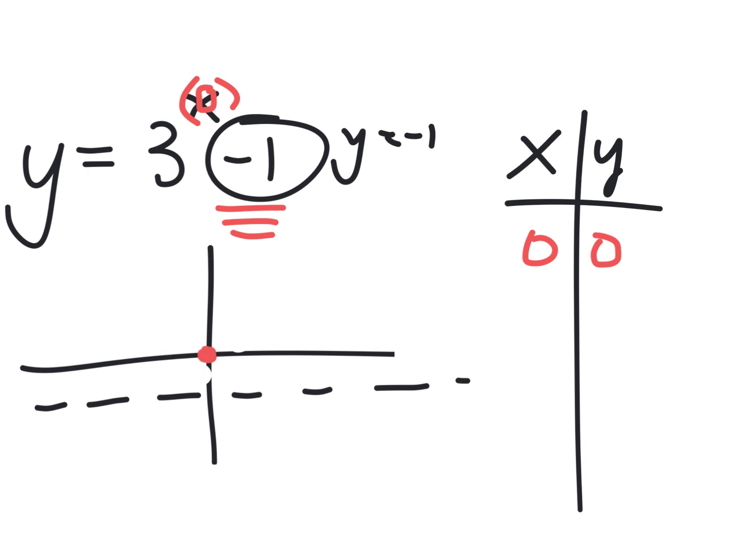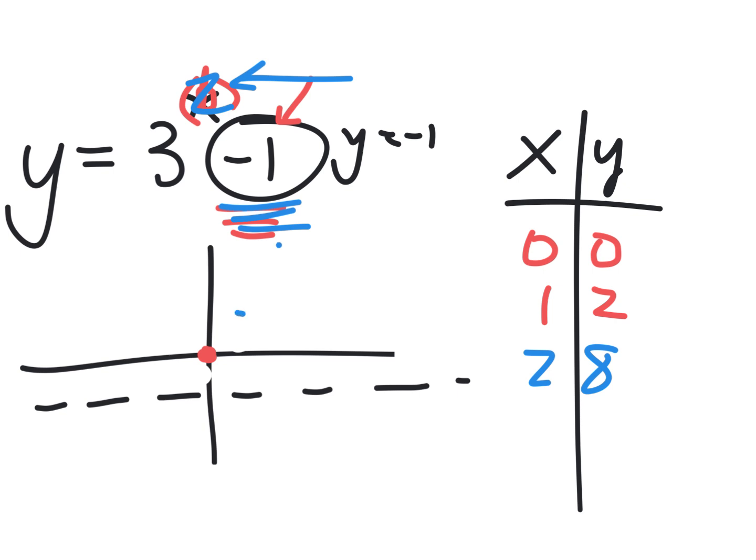All right, next I'm going to put in 1 because that's still going to keep it pretty small. 3 to the 1 is 3, and then 3 minus the 1 is 2. And if I put in 2, that's 3 squared is 9, minus the 1 is 8. I put in 2, I got 8. Is that 3 points? Yep. They're all numbers that are less than 10, so they would all be graphed. And it looks kind of like that.